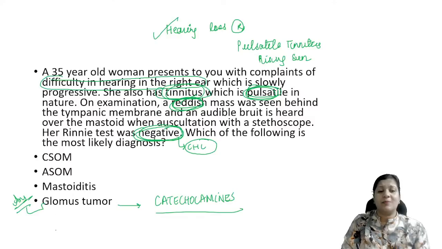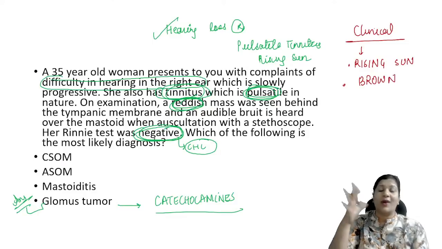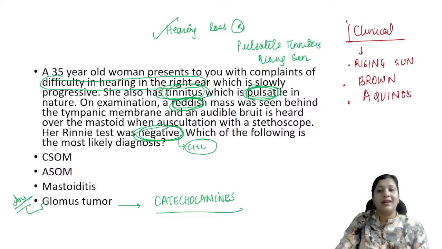And then there are some specific signs that you need to know. The clinical signs that we see in glomus: the first one is called the rising sun appearance. Then you have a sign where you increase the pressure in the external auditory canal. The tumor vibrates vigorously and becomes pale, which is called the Brown sign. The third sign is that compression of the carotid will make the tumor pale, which is called Aquino's sign. So these are all your clinical signs.